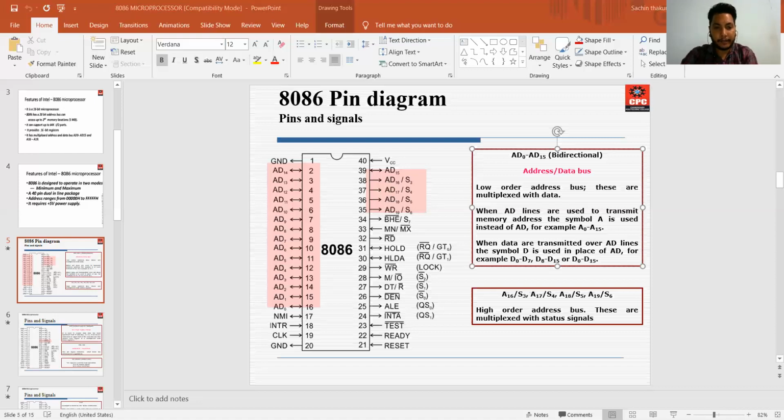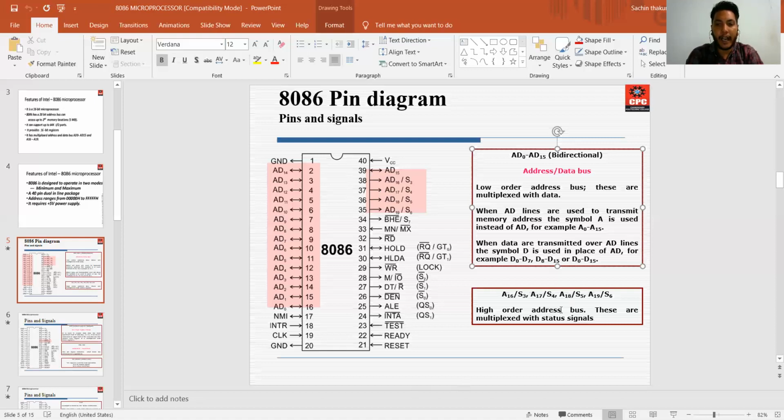And if we want to separate the address or the data bus, it is separated by using the ALE signal. That is your address latch enable signal. Now next is your A19 to A16 pins, pin numbers 35 to 38.